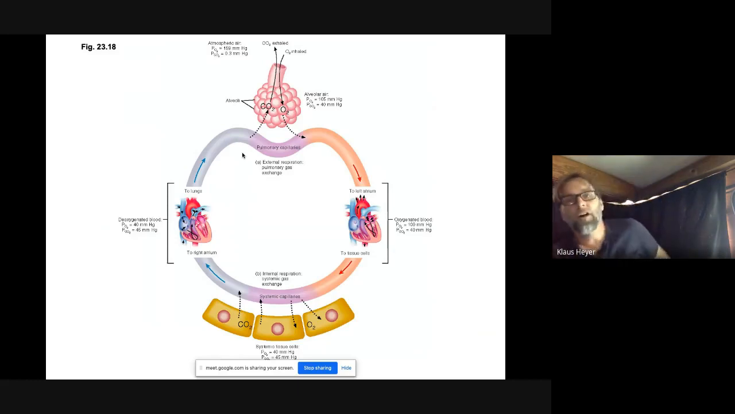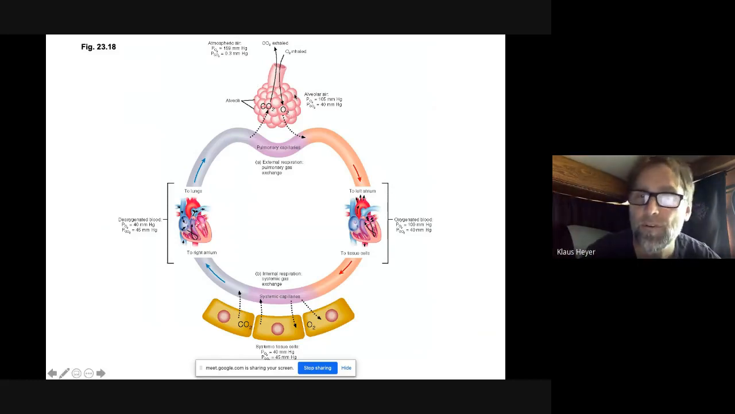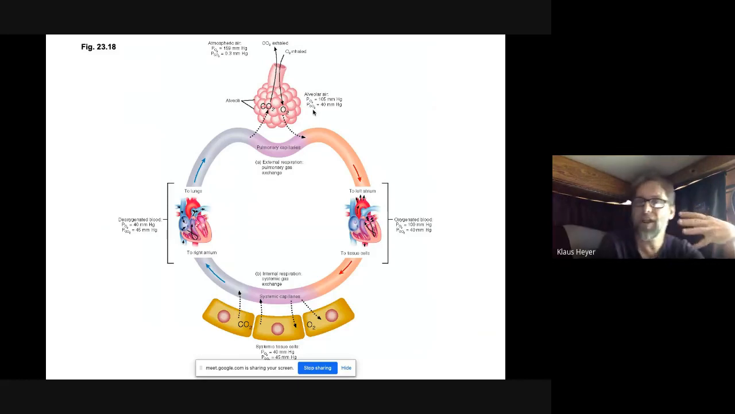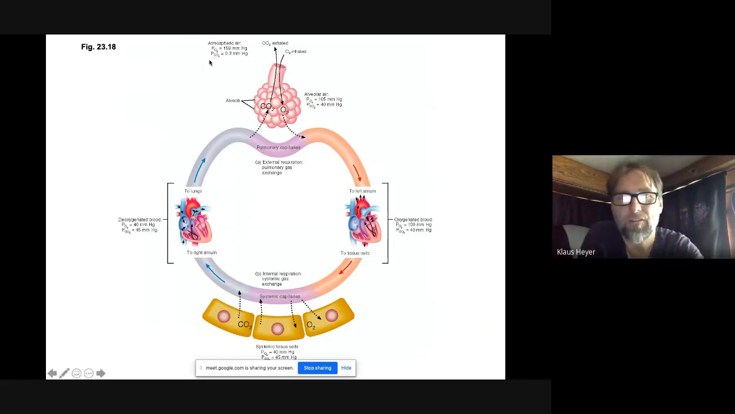Oxygen and carbon dioxide. If you look at these numbers, you'll notice it says PO2 and PCO2. That P stands for partial pressure. Each gas exerts its own partial pressure. If you look up here where I'm circling, the atmospheric air has a pressure of about 760.